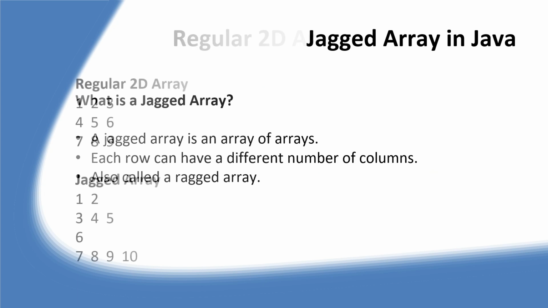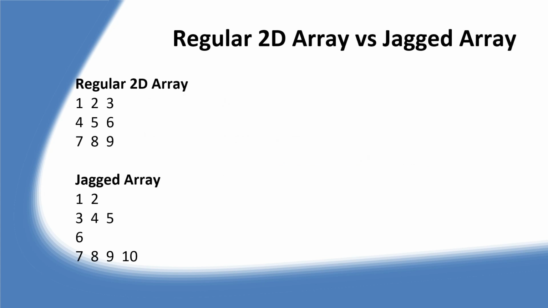Let's see the difference between a regular two-dimensional array and a jagged array. In a regular two-dimensional array, every row has the same number of columns. Here we can see the first row, second row, and third row have the same number of columns. For row 1 we have 3 columns, for row 2 again 3 columns, and for row 3 again 3 columns.